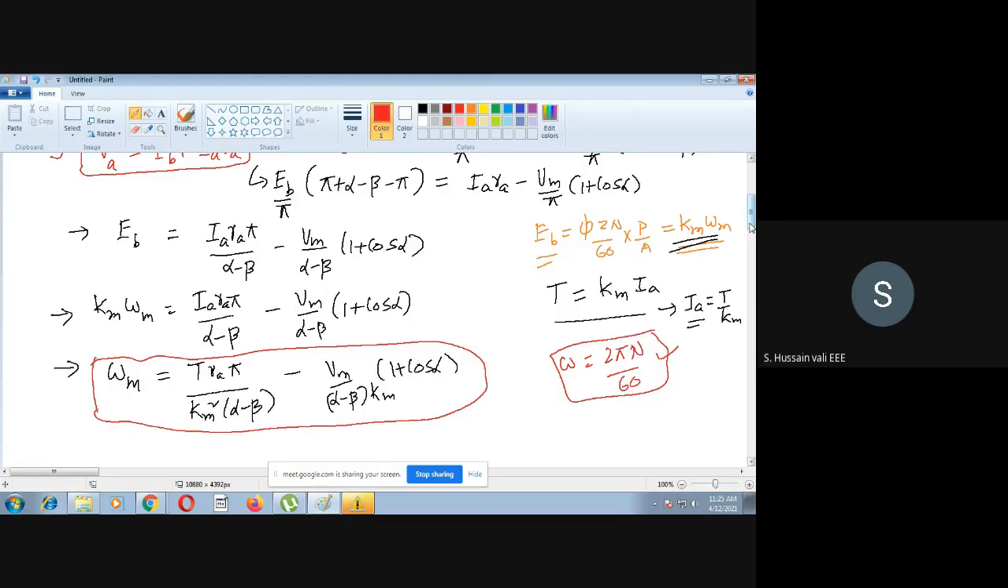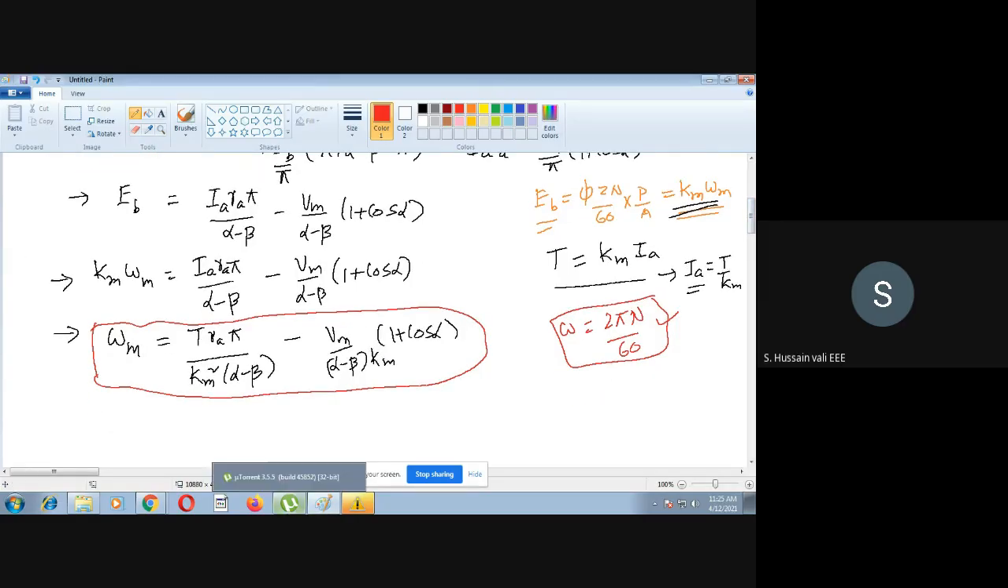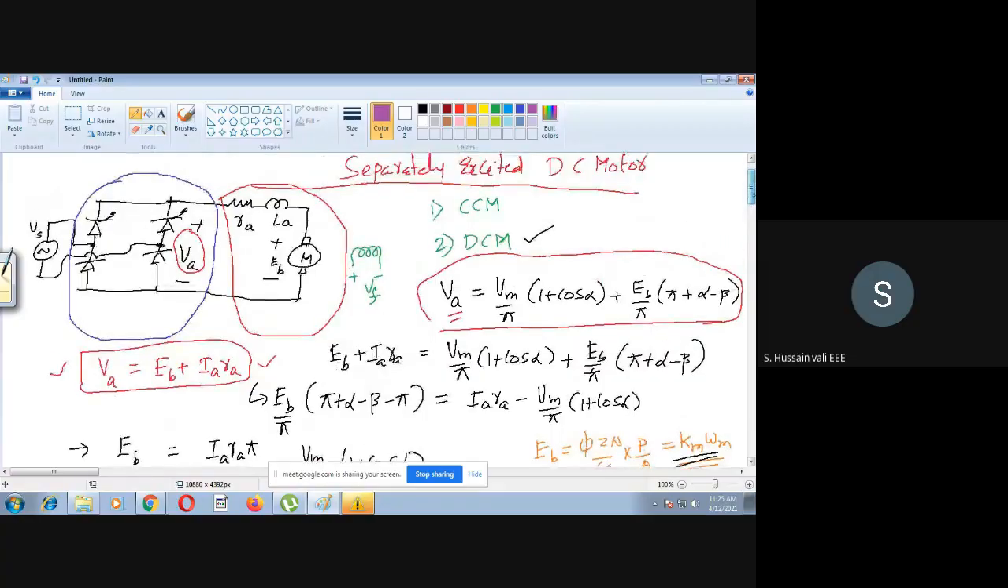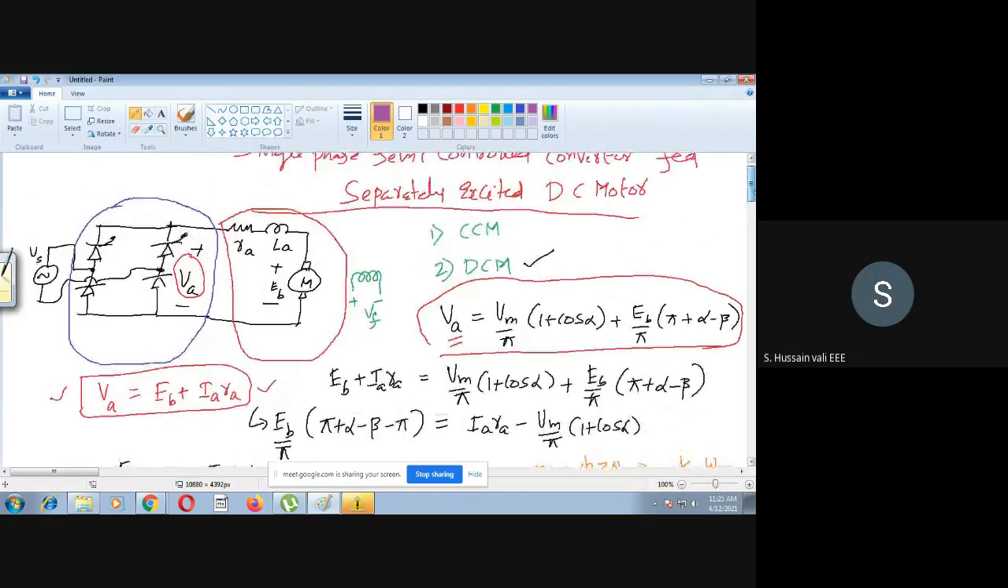So this is the expression between. Now what is this equation? If you see here, this is the expression between the speed omega m and torque. So this is the expression between speed and torque of this particular DC drive, in the case of discontinuous conduction mode.